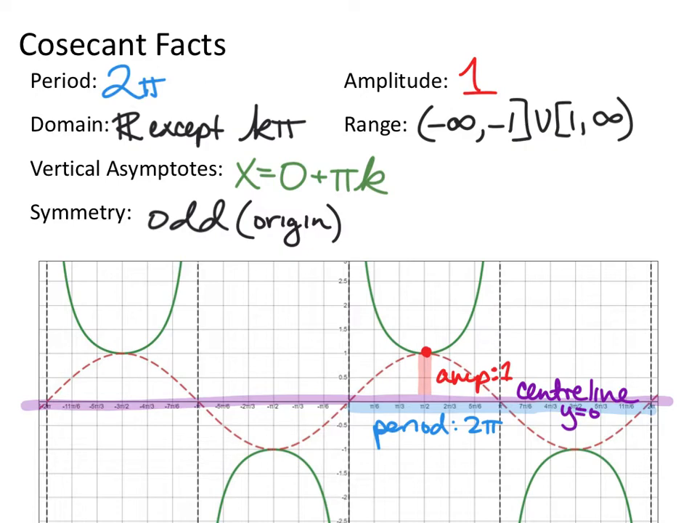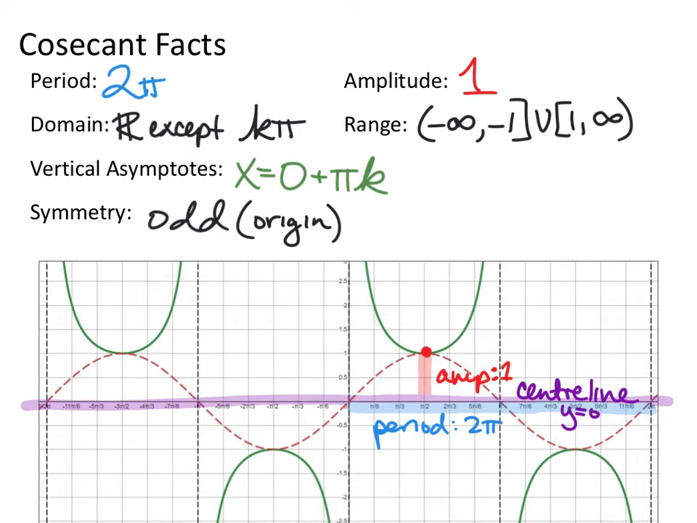And our range is just the reciprocal of the sine curve's range. So the sine curve went from negative 1 to 1. So the cosecant range is literally everything else, from negative infinity all the way to negative 1. Pick up your pencil, start again at 1 all the way to infinity. We have vertical asymptotes at the values x equals, remember, because it's a vertical line, at 0 and at every multiple of pi after that.